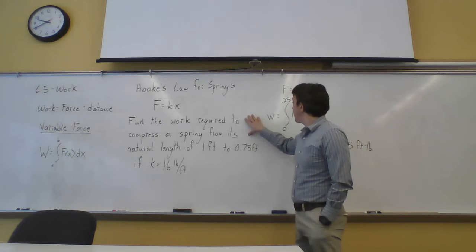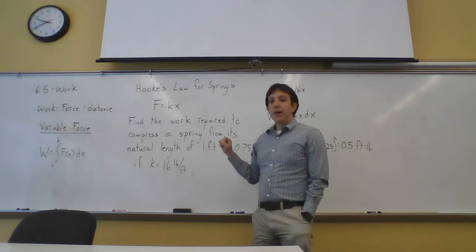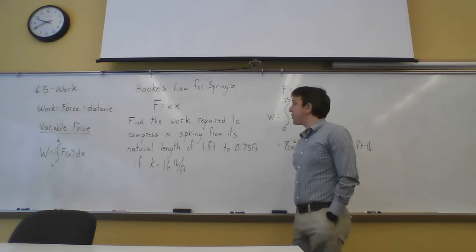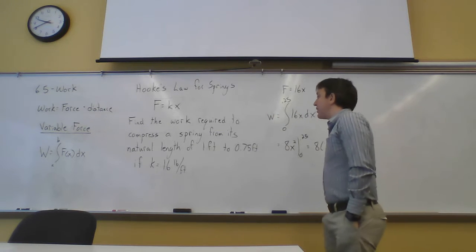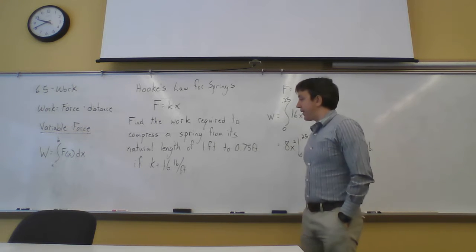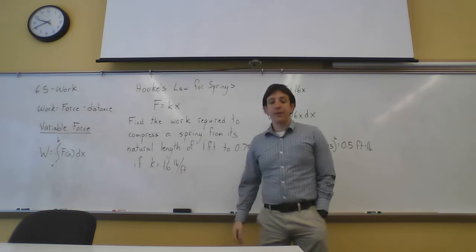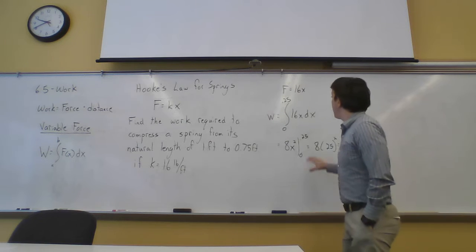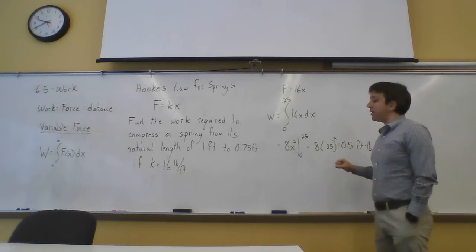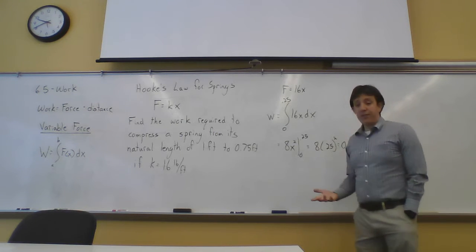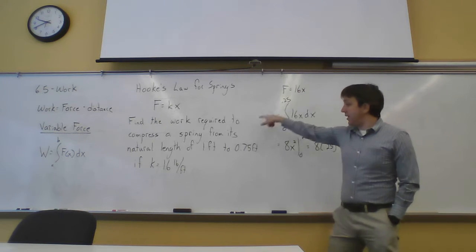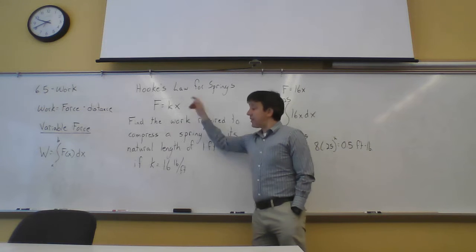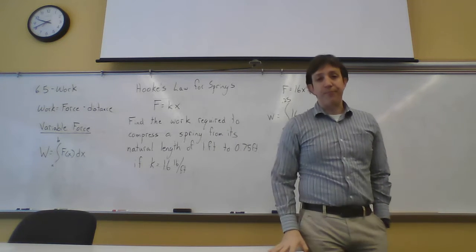And so what we want to do first, our first example, is to find the work required to compress a spring from its natural length of 1 foot to 0.75 feet if the constant is 16 pounds per foot. All right, so all we're going to do is set up this equation and solve it. Most of it's pretty straightforward. The force is just 16 times x. 16, there's the k, times x, again, that displacement.